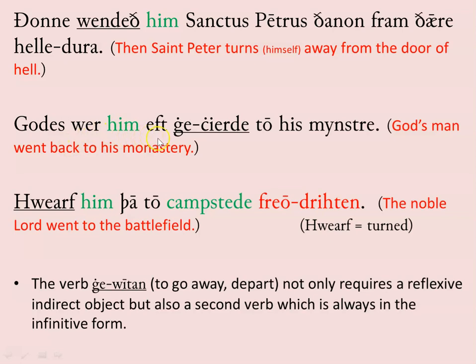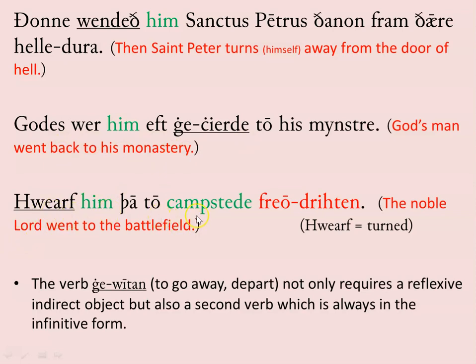Goddess were him eft yachir de to his munsatare. God's man went back to his monastery. Goddess here is the genitive. Gods. Where is man, but him here in the dative here is the reflexive pronoun. So it's the man himself. The man himself went back. Eft is back, turned. Yachirade is returned. So back, returned to his monastery. God's man went back to his monastery.